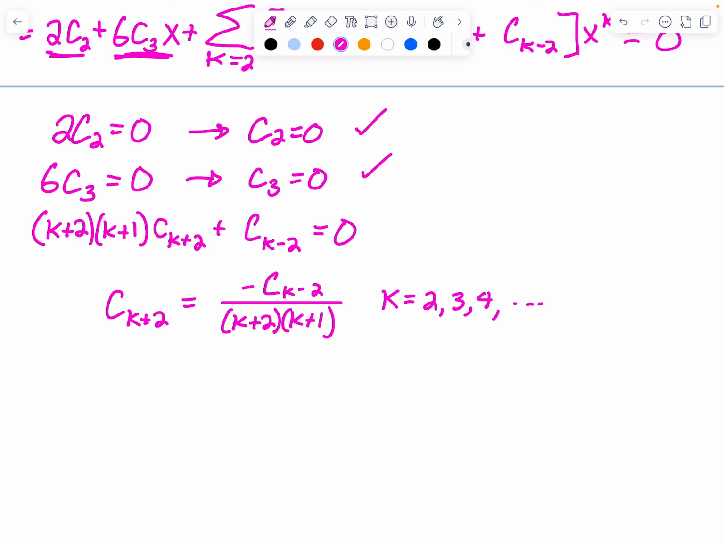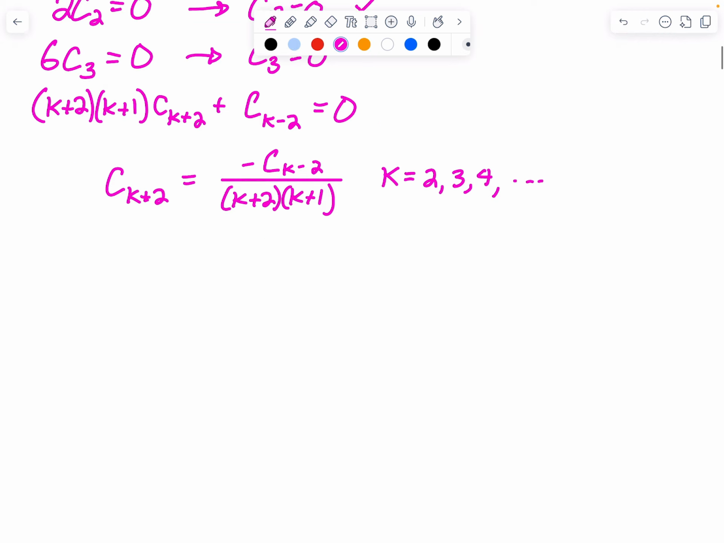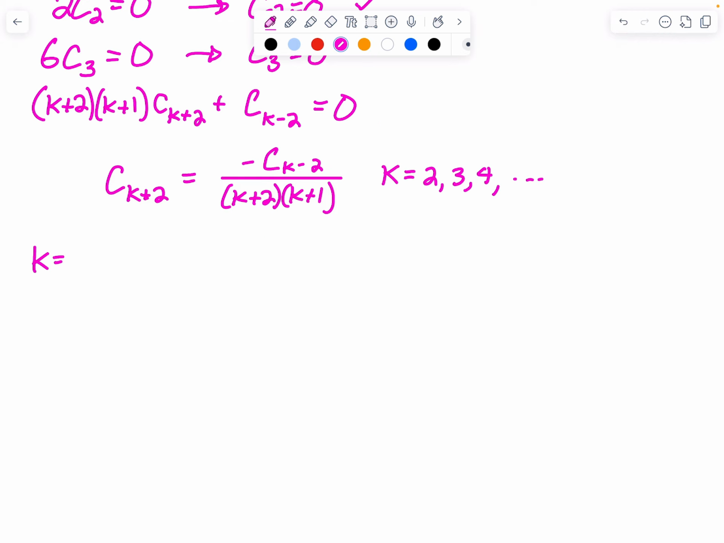So C0, and you'll see why C0 and C1 will work out. We'll need those. But then I just need to make sure to hit the list. All right, so I'm going to hit k equals first 2. We are going to run through a whole list of k's here. And you just got to be careful with your arithmetic.